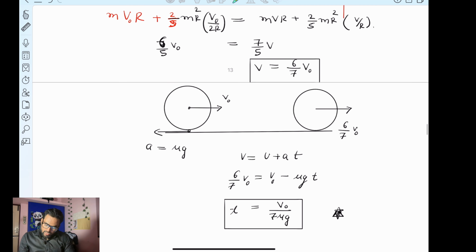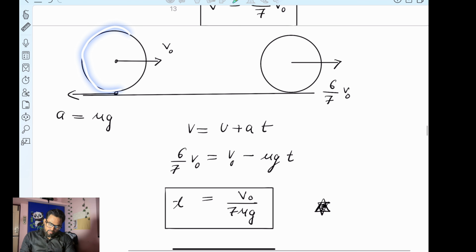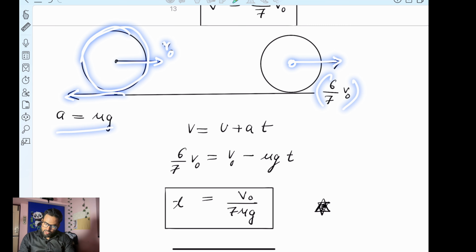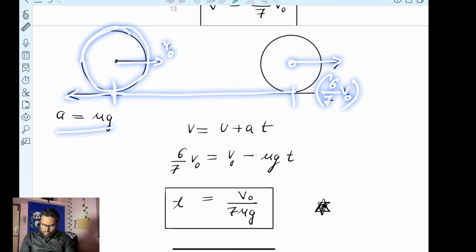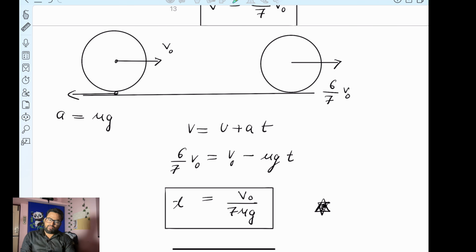Okay, let's move forward then. Now we have done most of the part here. So moving with v naught, backward acceleration mu g. After some time, velocity becomes how much? 6 by 7 v naught. In this range, sliding was happening, right? So which friction would act here? Kinetic friction. And kinetic friction has only one value, mu into normal, mu into mg. So divided by mass, that's how we are getting acceleration equal to mu g.